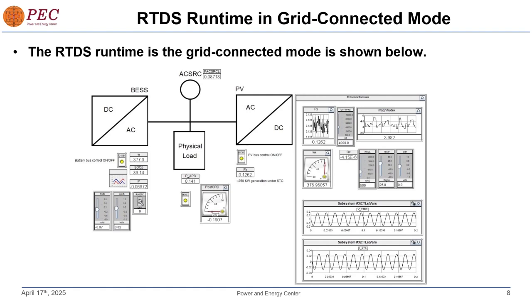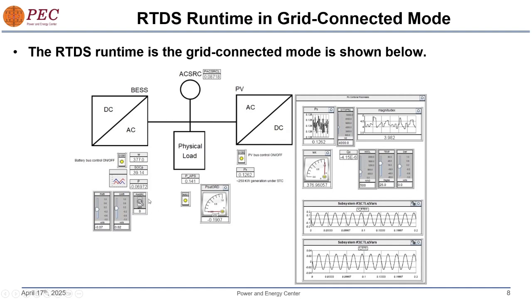So here is the graph of the runtime in the grid connected mode. As you see, the grid is connected. Every value that you see here is in megawatt. So the grid is injecting almost 87 kilowatt. The load is 140 kilowatt, and 126 kilowatt is being generated by the PV. We can adjust the temperature of the PV panel, the insolation of the light, and here you can see the real-time voltage and the real-time current of the load.